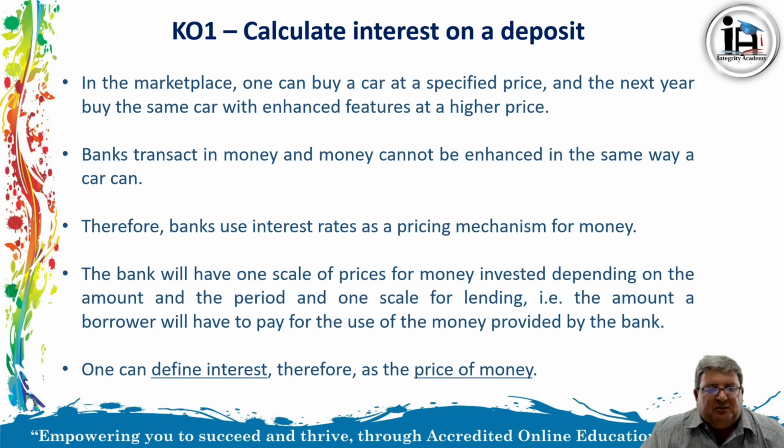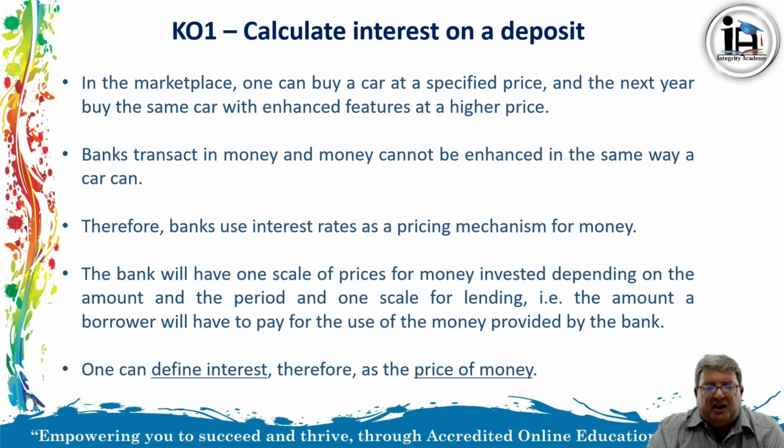Okay, so in the marketplace, one can buy a car at a specified price, and the next year buy the same car with enhanced features at a higher price. We all know that basically every year you get new models, new features, but new prices. So that's enhanced features at higher prices. They've got better technology, but the price is also up.